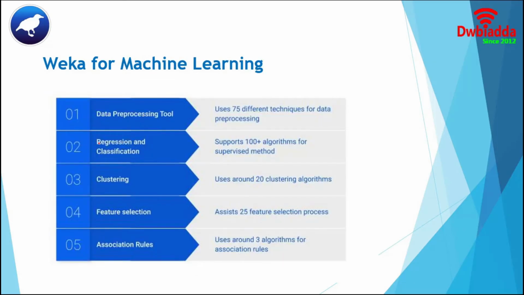In this section, we will explain the machine learning features of Weka. One of Weka's powers is its data preprocessing capabilities. Weka uses 75 different techniques for data processing. Weka supports 100 plus algorithms from supervised machine learning methods like regression and classification. We can use more than 20 clustering algorithms from Weka. Feature selection is an important part of machine learning. Weka assists more than 25 feature selection processes. Finally, Weka supports around 3 algorithms for association rules.